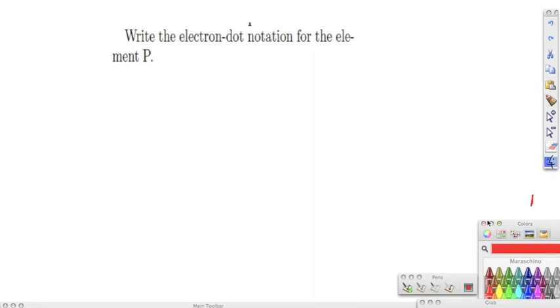Alright guys, on this one it says write the electron dot notation for the element phosphorus. Okay, remember when we're representing the electron dot notation, what it represents is the valence electrons. So all we do is we draw the symbol, and then we're going to put the valence electrons around it. So we look at phosphorus on the periodic table, and it is in group 15. Okay, and it's in group 15, so it has 5 valence electrons. So I need 5 dots around phosphorus. So I go ahead and draw these, and I get 1, 2, 3, 4, and 5. Remember, put 2 at the top, and then spread them out.